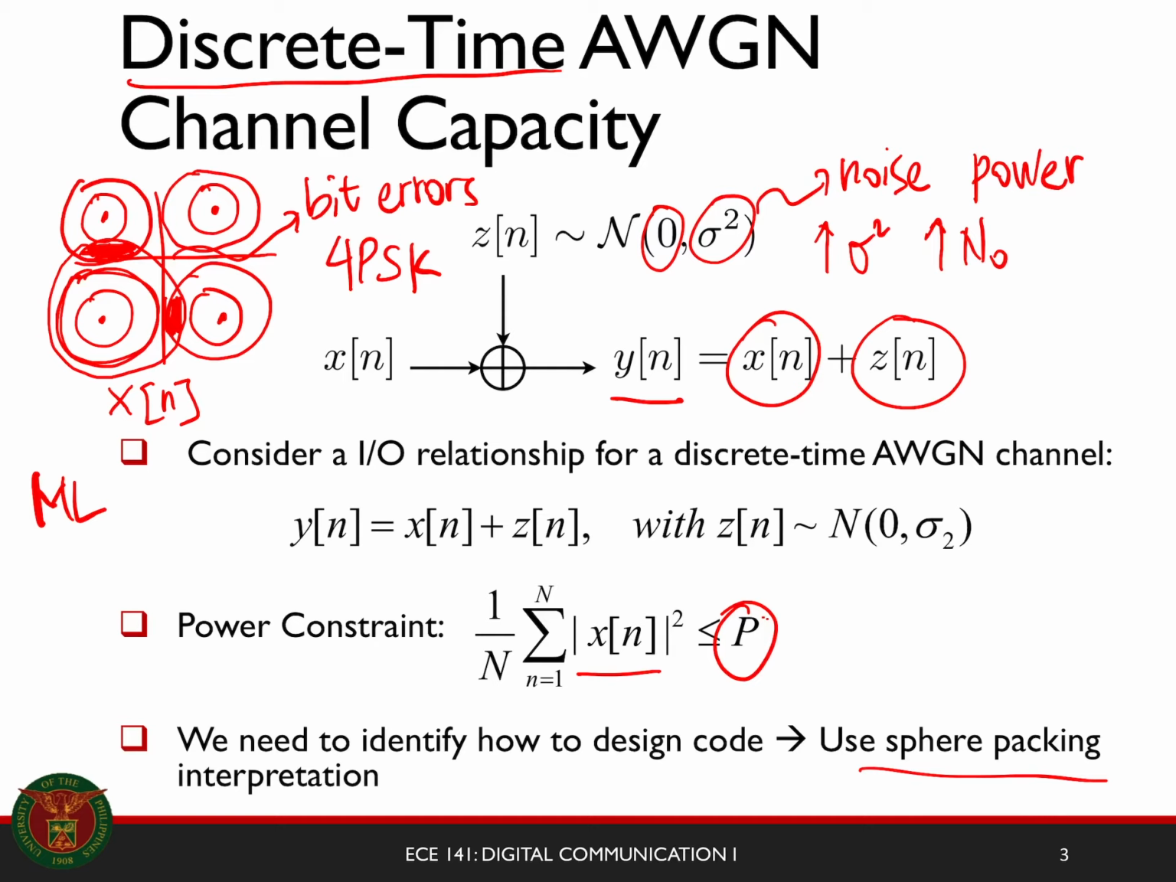If we are constrained with a certain power, recall that the energy of a symbol is directly proportional to its distance from the origin squared. So if we're constrained with some power, then the circle that we will transmit is only dependent on its distance from the origin, and all the symbols can only be placed inside that circle.